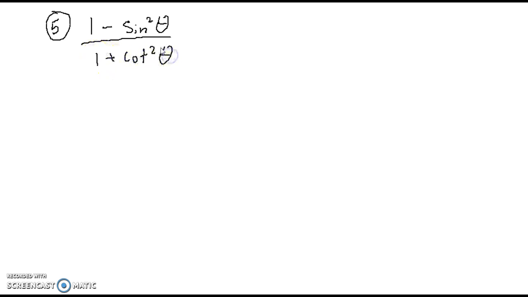All right, let's try one more, just so we can say we've done it. They're all a little bit different. I could show you lots of examples, and they'd all be different from each other. But let's try this guy: 1 minus sine squared theta all over 1 plus cotangent squared theta. Go ahead, pause the video, and try thinking how we can simplify this problem in as few steps as possible.